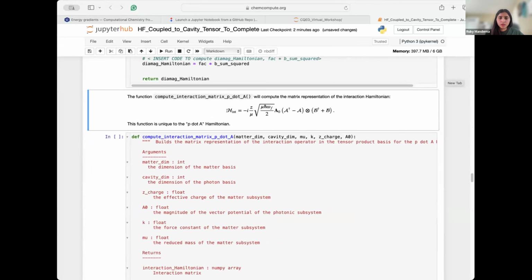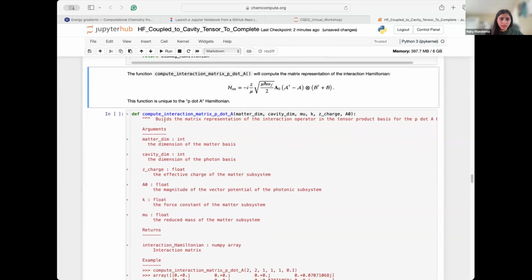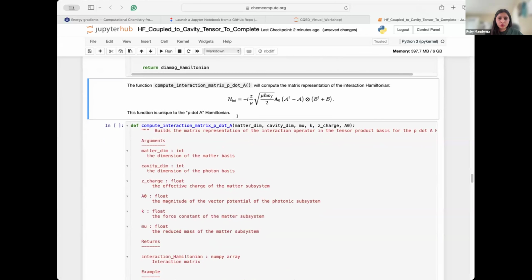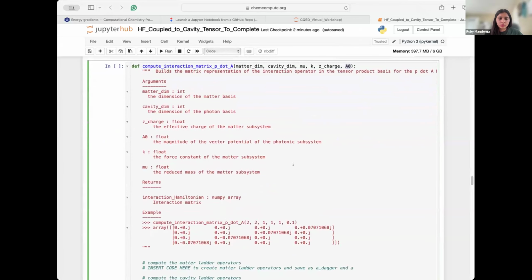So this is the equation for our interaction term. So we need A dagger, A, B dagger, B, fundamental frequency, vector potential, our reduced mass and effective charge. So we'll define the function as compute interaction matrix P dot A, and the input parameters will be matter dimension, cavity dimension, reduced mass, our force constant, effective charge, and vector potential, which is defined as A naught.